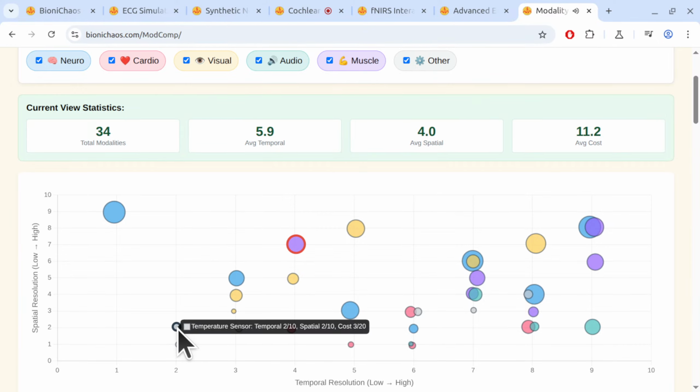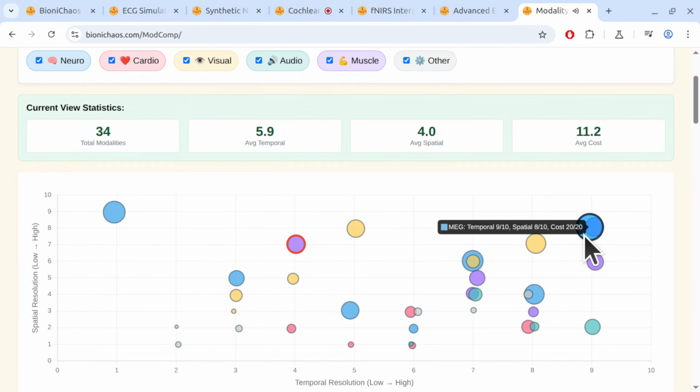Exactly. And the main lesson is, there's no single best sensor. It's always about finding the most suitable one for your specific job. You have to balance what you need in terms of speed, how precise you need the location data to be, and crucially, what your budget can handle.